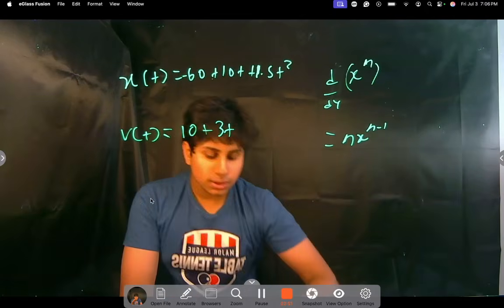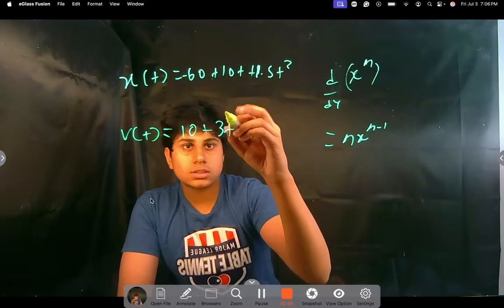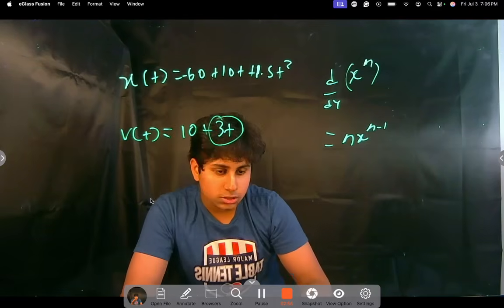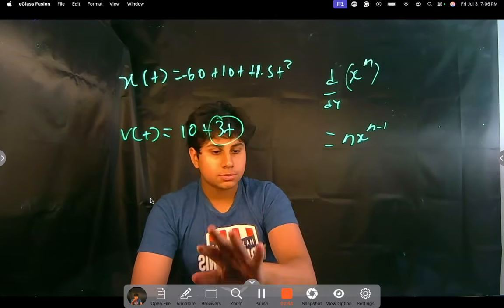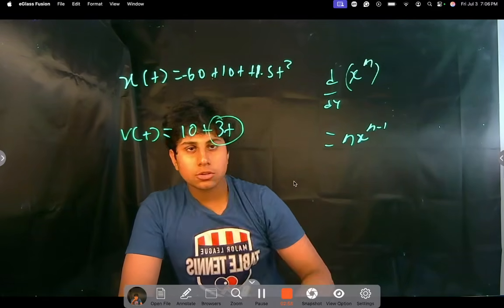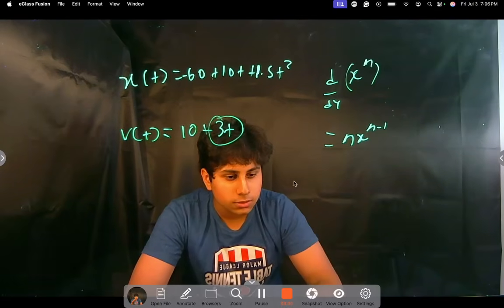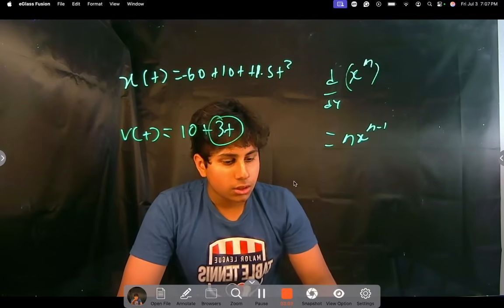So now that we have the velocity graph, we can see that this is clearly moving in the positive direction, because this is just a line, right? y equals mx plus b. The m here, the slope, is 3, right? So it's moving in the positive direction. It's not negative. So that's how you know that.